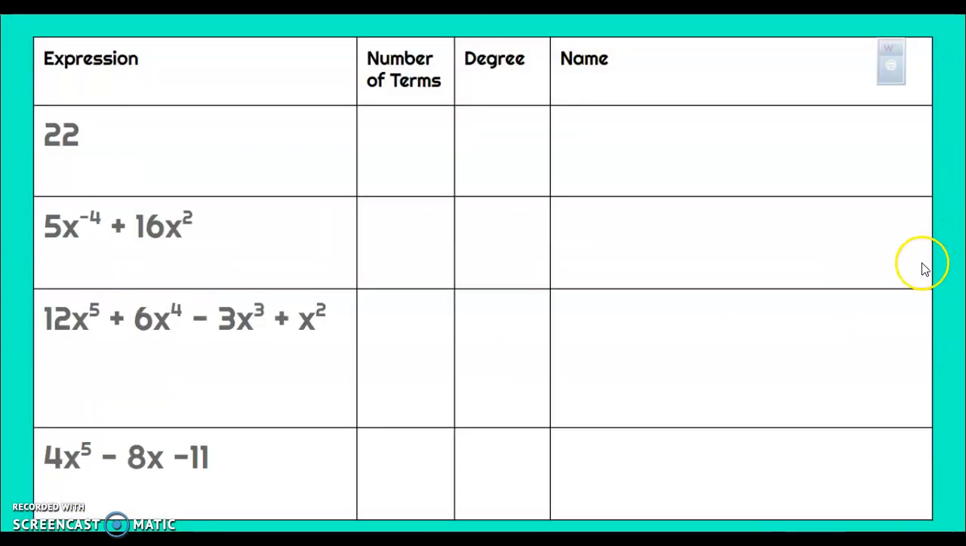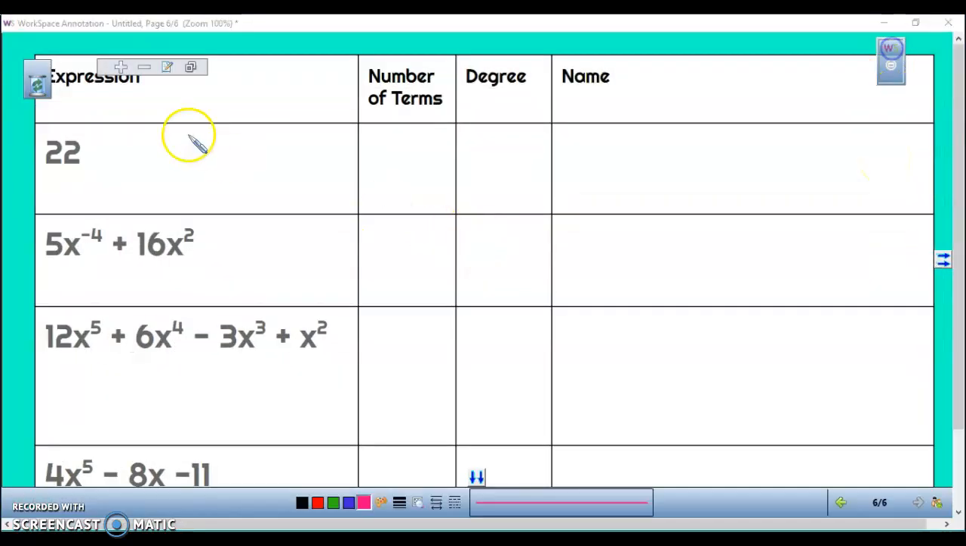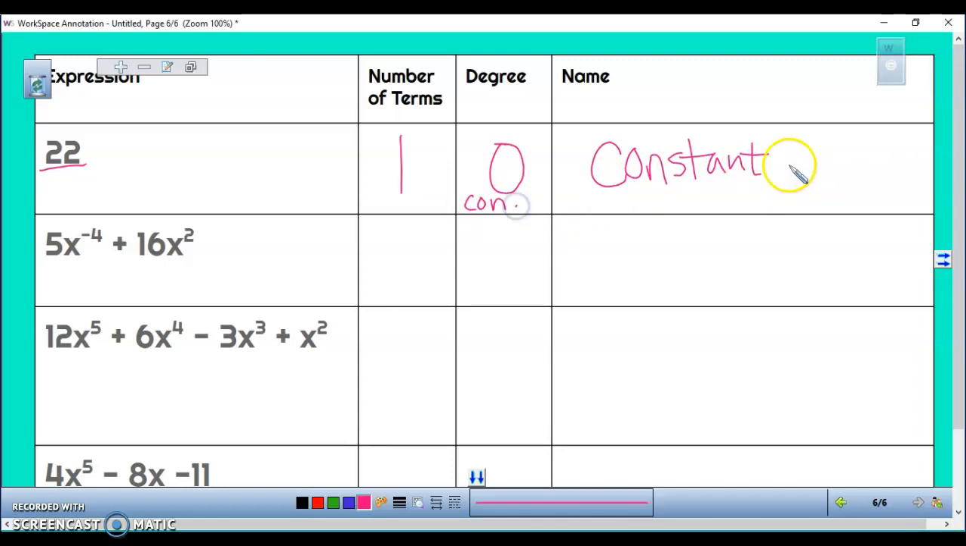All right, next. We have 22, so that's only 1 term. It has a degree of 0 because there's no variable here. So we just call this a constant. It's constant because of the degree of 0. And it's a monomial because it only has one term. Constant monomial.